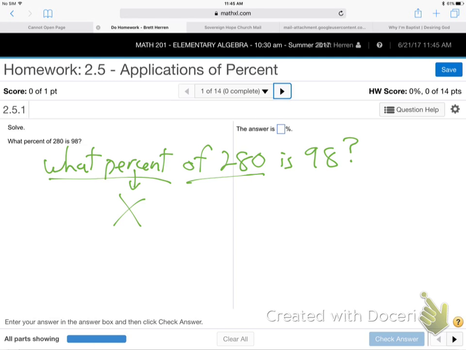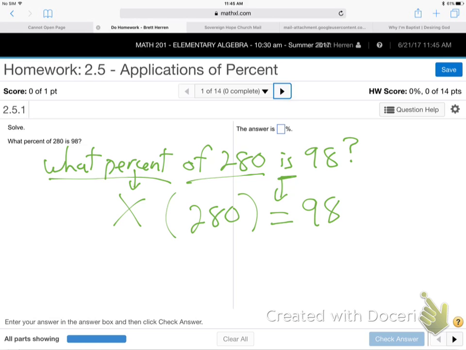Of 280. Do you know what "of" always means in a word problem for math? It means multiply. Of 280 means times 280. So what percent, that's x, of 280, times 280, is... what does "is" always mean in a word problem? Equal. Because if Johnny is 13, his age equals 13, right? 98. So there I just went directly from English to math. That's my suggestion. Just go real straight like that.